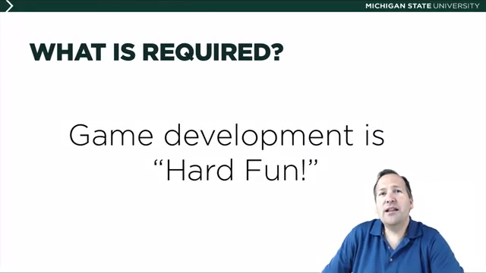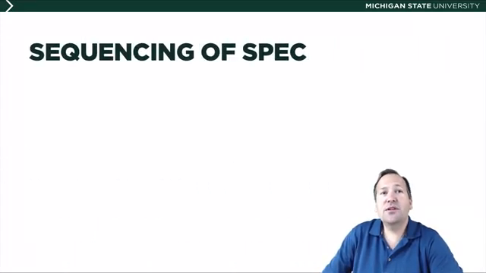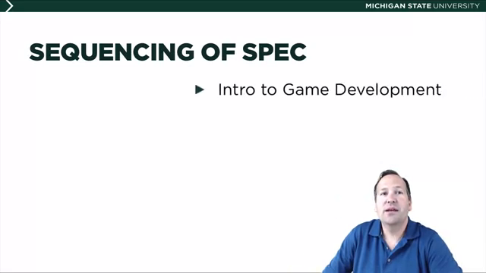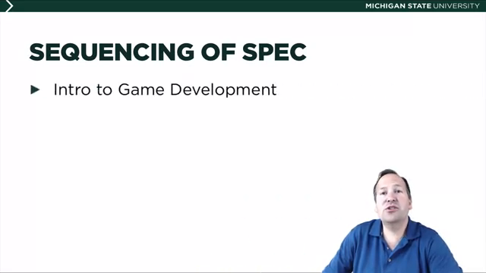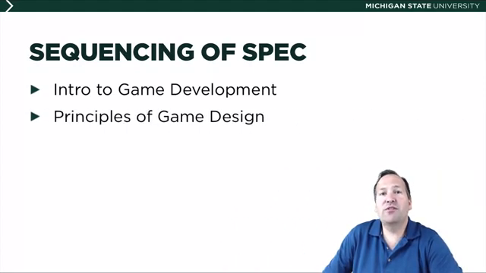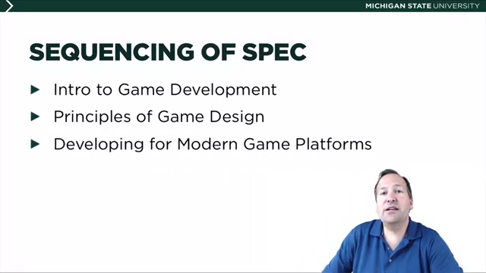So what's required? I like the phrase game development is hard fun. There's a lot of work when it comes to making games, but hopefully that work is very rewarding. So let's talk a little bit about the sequencing of the specialization. As I said, the first course focuses on an introduction to the technical element of game development, or actually building games. We'll use the very popular Unity 3D game engine as our primary tool to do this. The second course builds on the foundation of development and adds in game design, from concept generation to documentation to early prototyping. The third course adds intermediate and advanced game development techniques in Unity 3D and discusses how to finish a game and distribute it to end users.